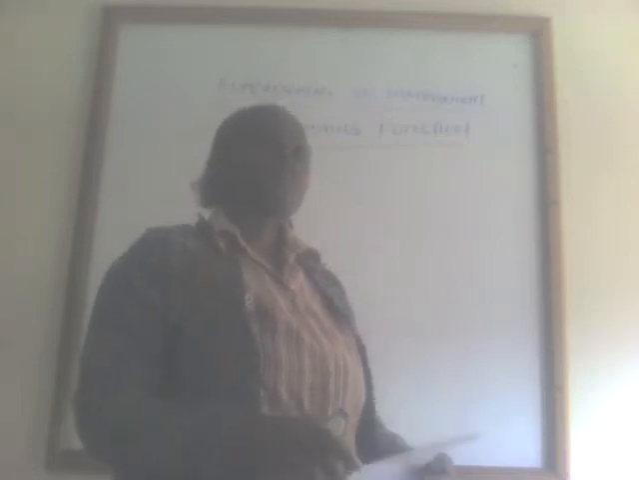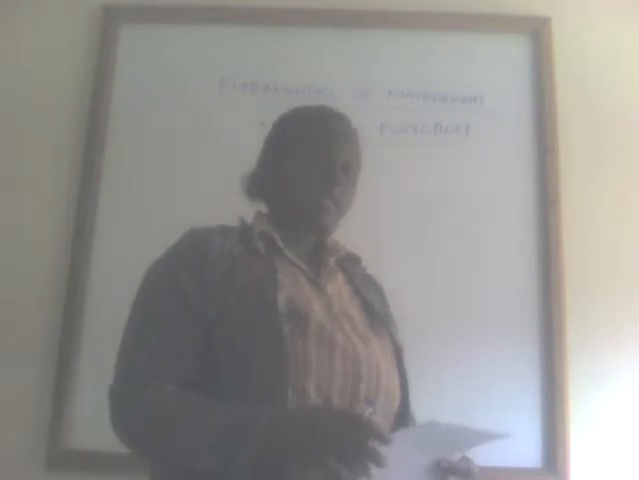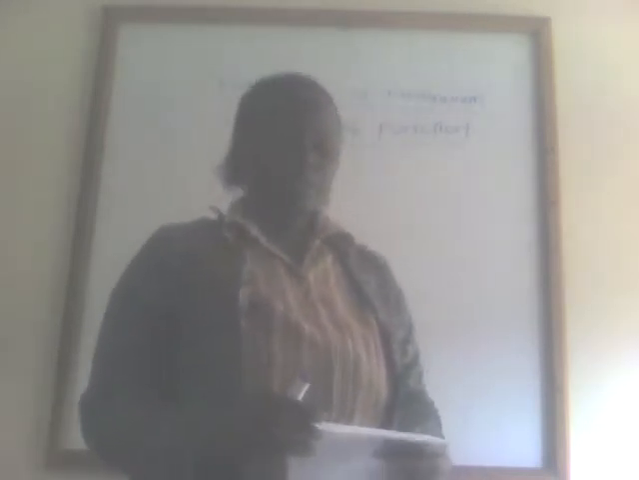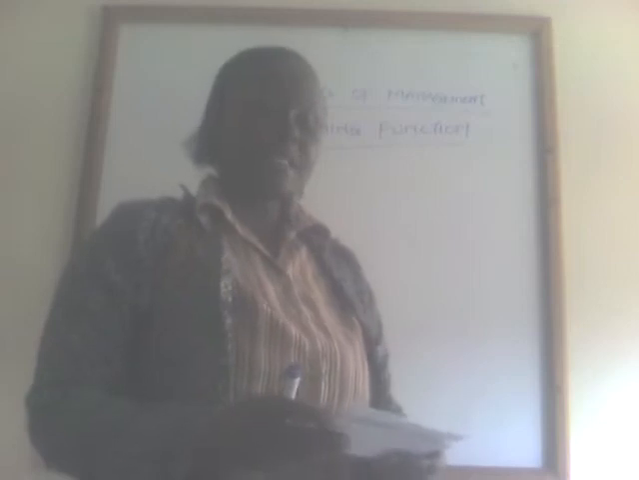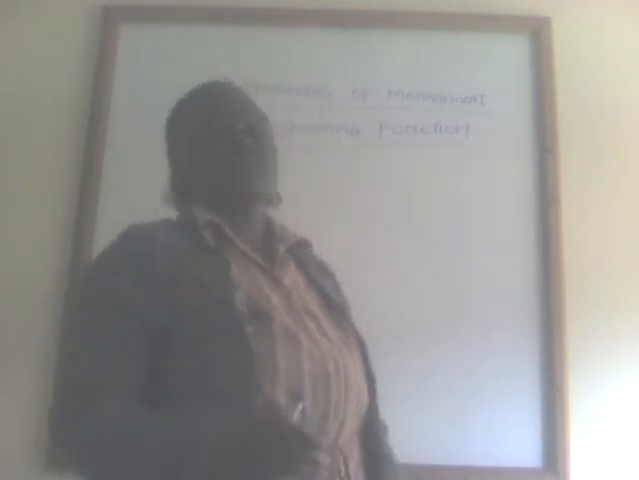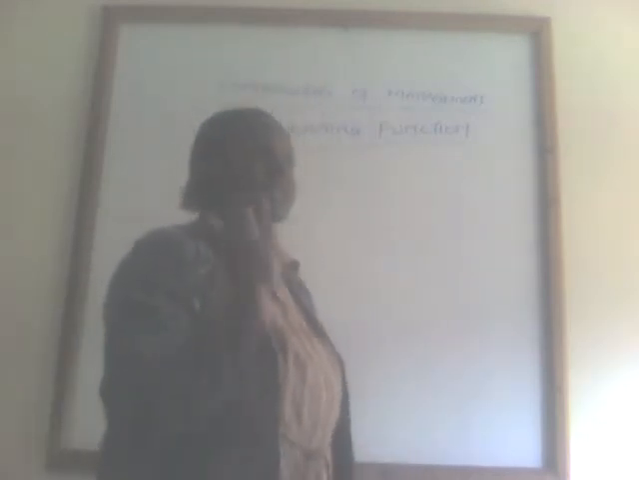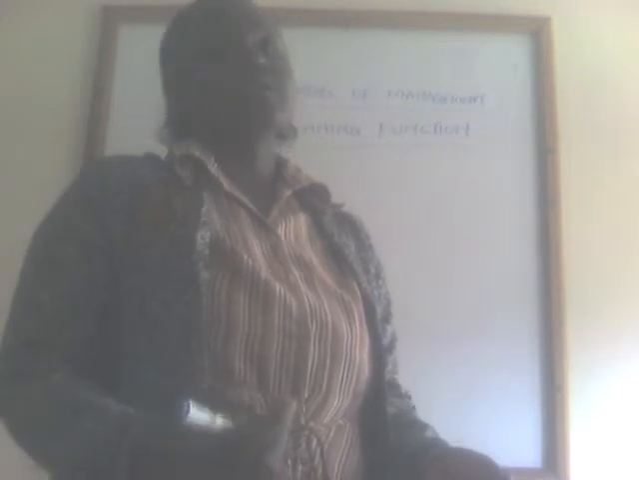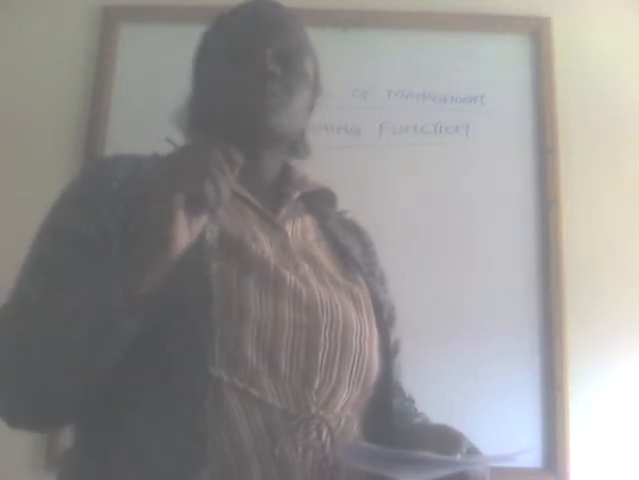Okay, now planning involves 3 steps. We have selecting what objectives to be achieved. So the first step, select the objectives which you want to achieve. Another step, after selecting the objectives, is to decide the actions to be taken if you are assigned those activities.